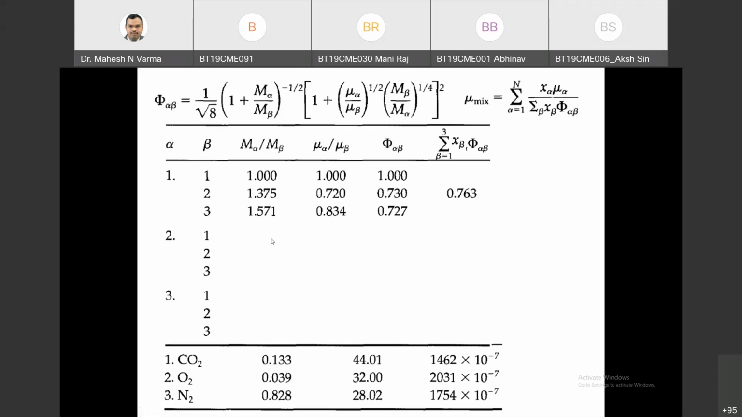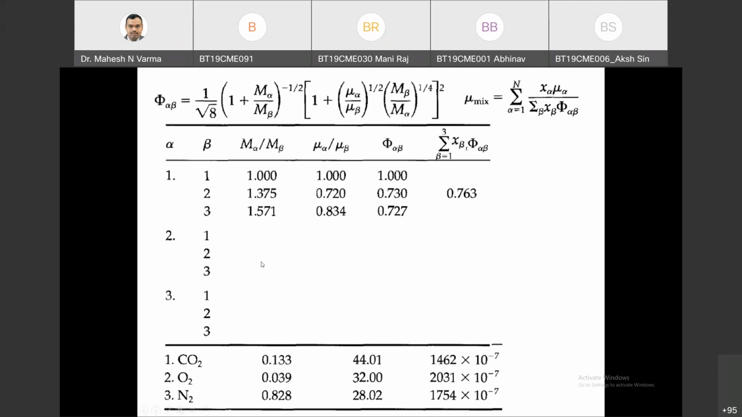91. Just let me see. Yeah, you have not written your name. What is your name? Shubham Ranga, sir. Shubham, so what is the value here? 0.27.